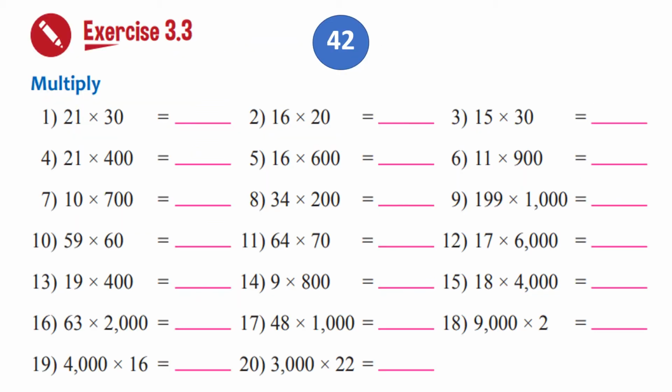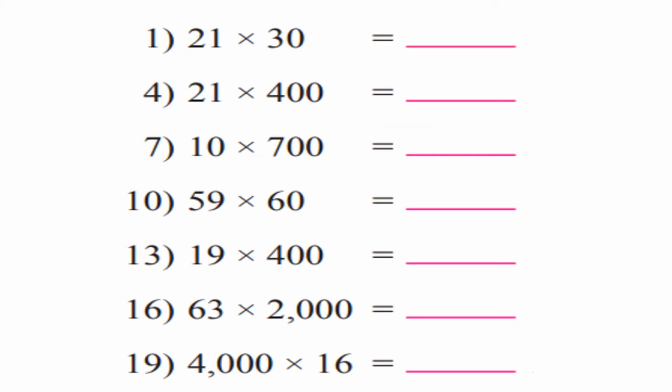Okay, students, this is your exercise for today. Second exercise, page 42. Exercise 3.3. Multiply. This is 1 to 20. Are you ready, students? Okay, let's start with number 1, or this column. Students, I will start here with number 1. Next is number 4, 7, 10, 13, 16, and 19.